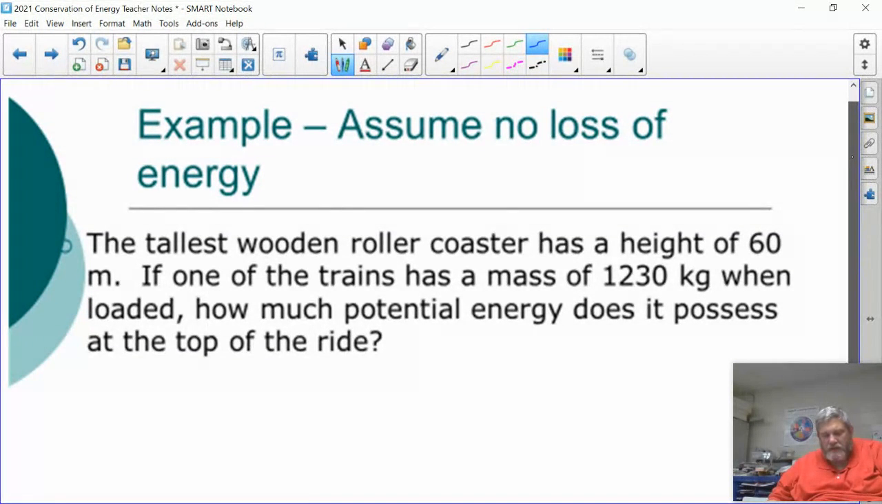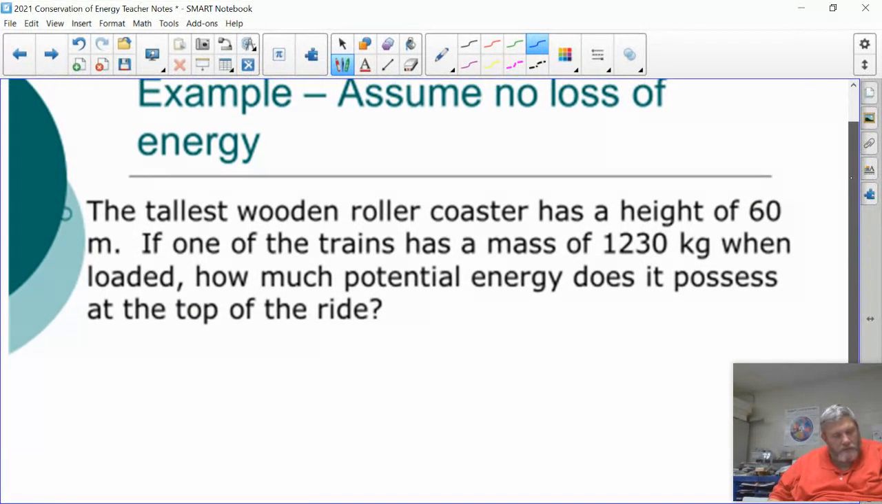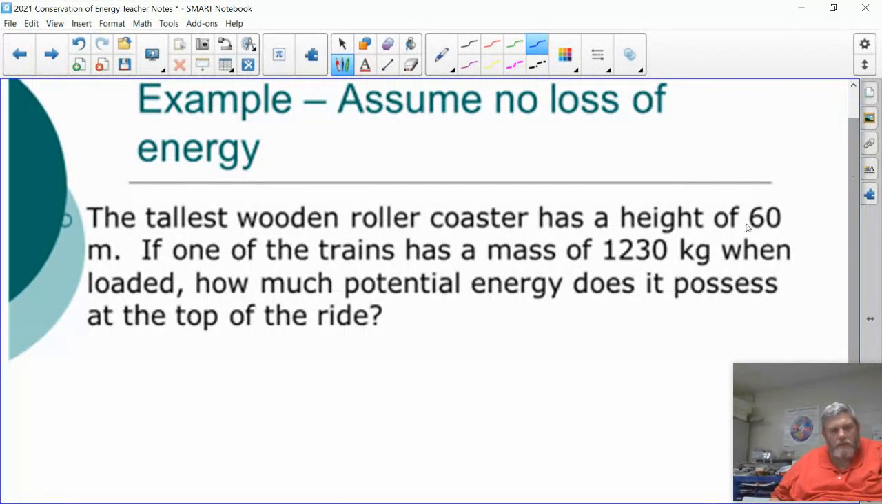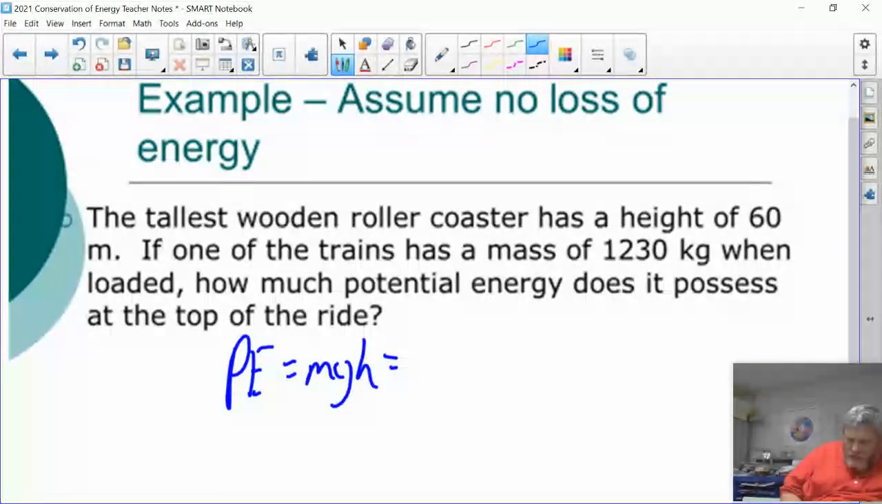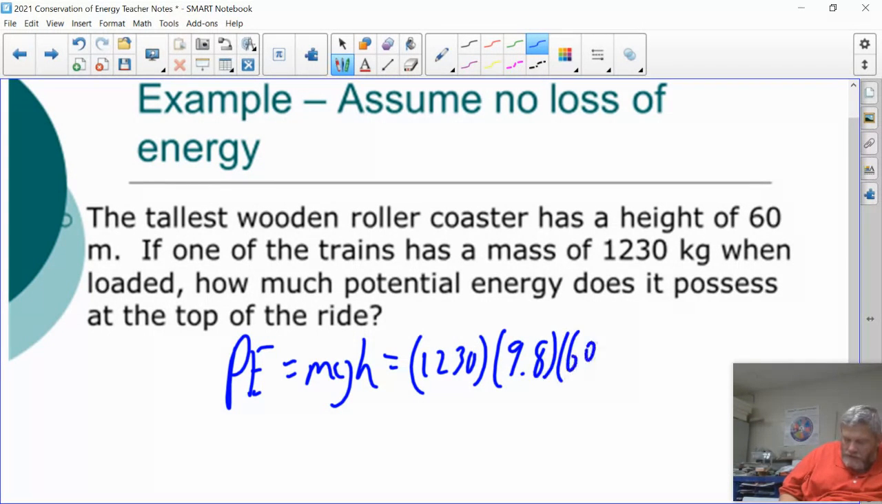Assume for this one, we'll assume no loss of energy. All right, so the tallest wooden roller coaster has a height of 60 meters. If one of the trains has a mass of 1,230 kilograms when loaded, how much potential energy does it have at the top of the ride? So we know potential energy is equal to m times g times h. So 1230 times 9.8 times 60.